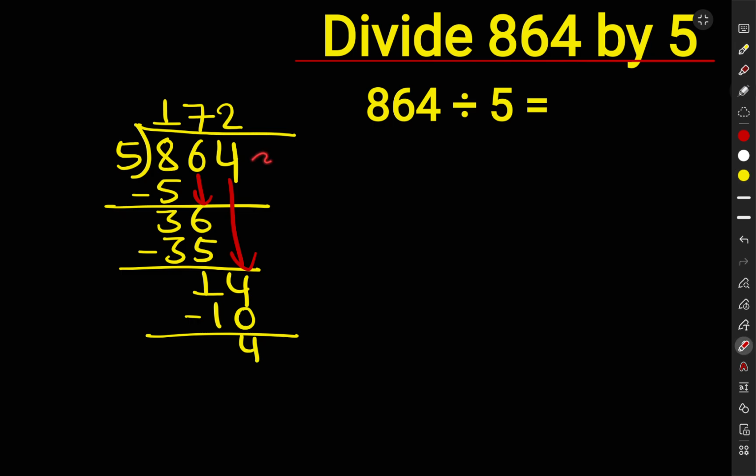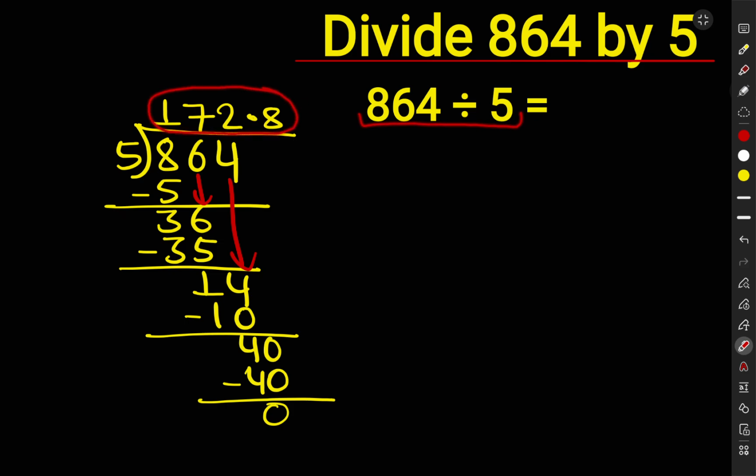So now we have no other number to put down. So we take a decimal here so that we can put 0. So it is 40 and 5 times 8 is 40. On subtracting, we get 0. So 864 divided by 5 is 172.8.